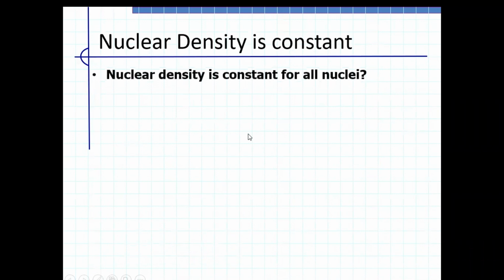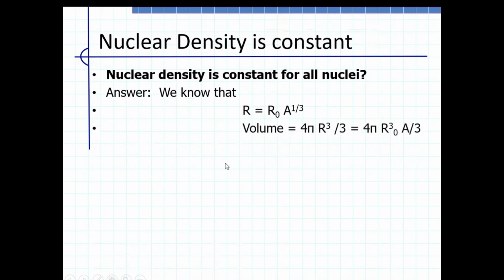Nuclear density is constant. We have seen this r is equal to r naught times A to the power 1/3, and the volume is therefore 4 pi r cubed divided by 3, and if we substitute the value, it is 4 pi r naught to the power 3 multiplied by A divided by 3, and that's how we get the volume.